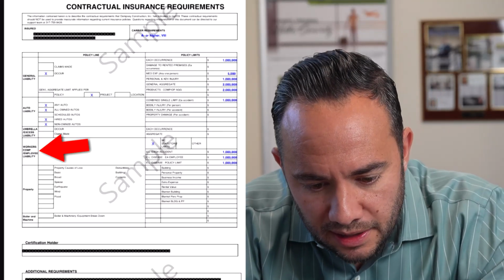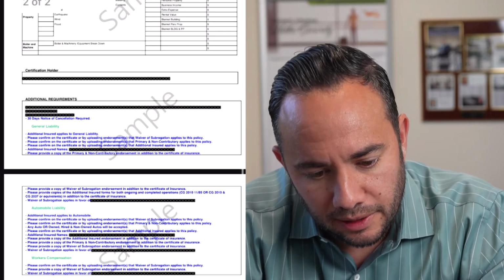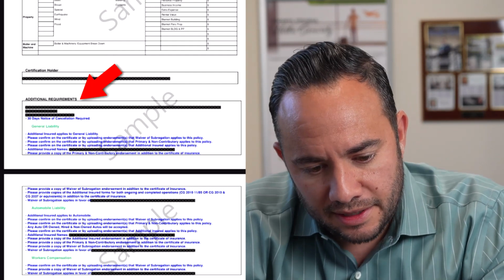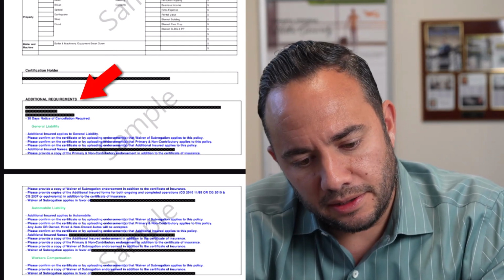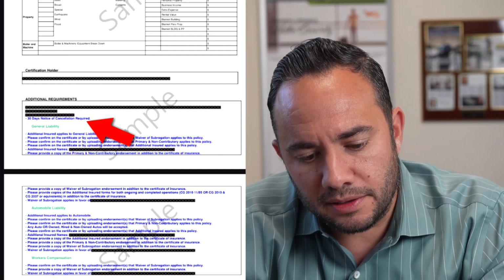Workers' compensation is next. Statutory limits are in California, $1 million. Nothing too surprising there. Let's scroll down. They show the certificate holder. Any agent or representative is going to know how to list that properly. I X'd out some of the requirements there because that shows the name of the third party additional insured. But you see 30-day notice of cancellation required.